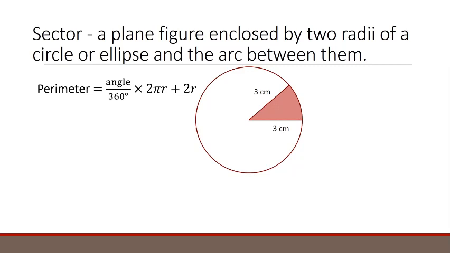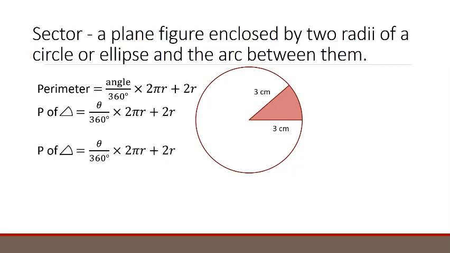But we also need to add on 3 and 3 in this case. In other words, we need to add on 2 radii to get the distance around the sector. Imagine we have a field that is a sector shape and we're putting a fence around it. So the circumference of a sector, or the perimeter of a sector, is theta, where theta is that angle, over 360 degrees, times 2 pi r, then plus 2r.